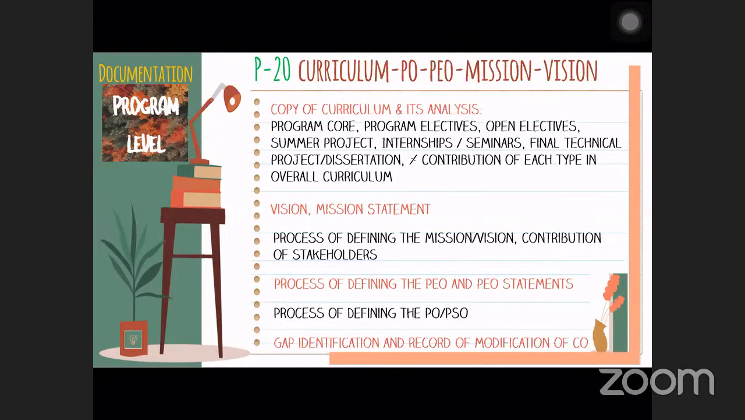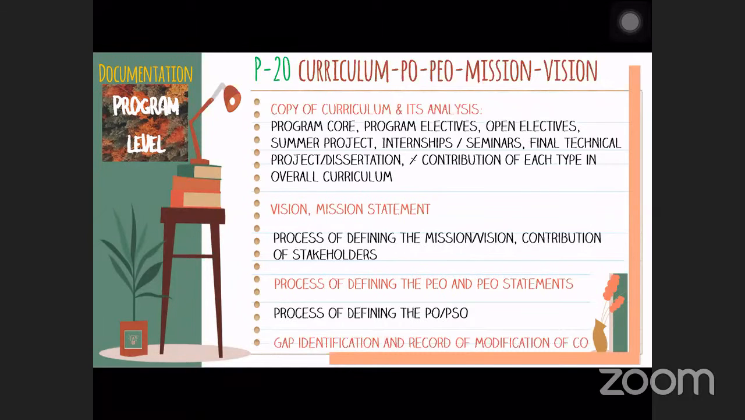The curriculum analysis can be there in the curriculum. There could be program core modules, elective modules, open elective modules. There could be summer projects, internships, seminars. Then such kind of analysis of the curriculum has to be made, and there has to be a vision mission statement.